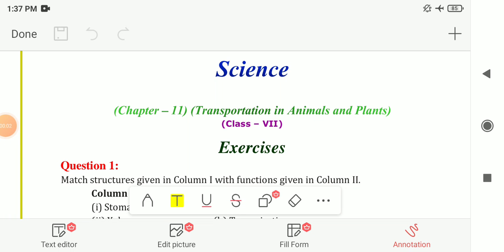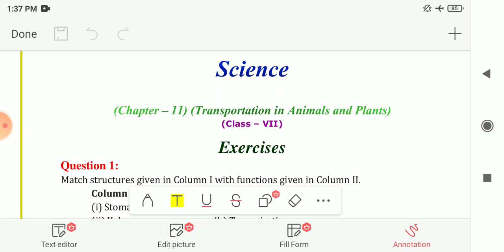Hello students, in this video we are going to solve the textbook exercise for chapter number 11. The chapter name is Transportation in Animals and Plants. Class 7, Subject Science, NCERT.